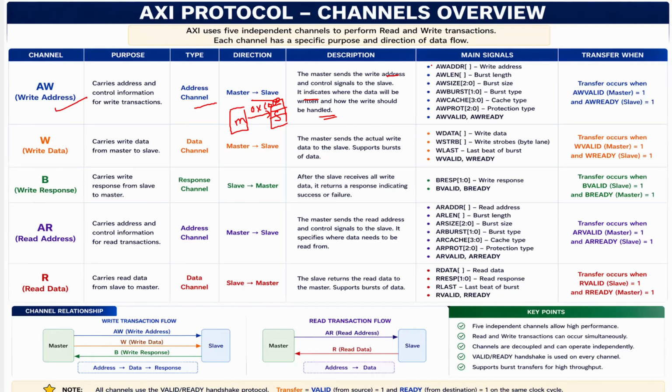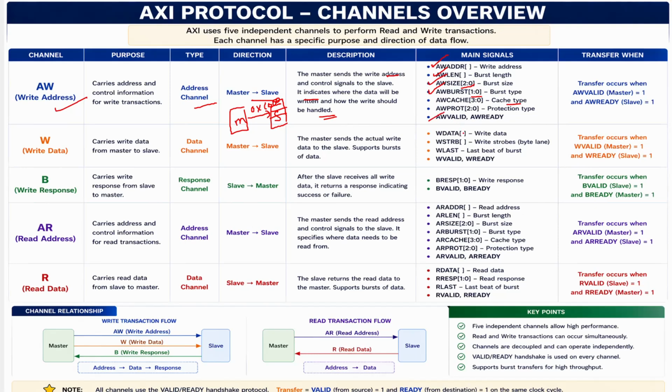And then the main signals are AW address, that means write address channel, and burst length and burst size: AW length and AW size. And then AW burst, the burst type, either increment burst, fixed burst or wrap burst. It is a 2-bit signal, burst size is 3-bit, and burst length is 4-bit. Then AW cache, the cache type, which tells where it is storing the data, and the protect signal, which supports secured, non-secured, all these things.